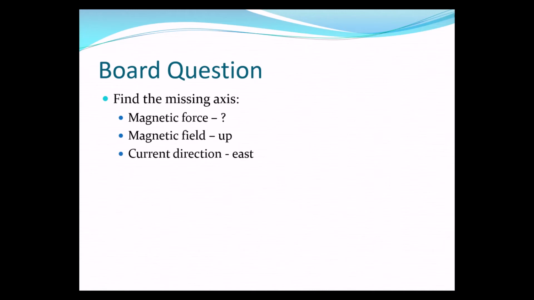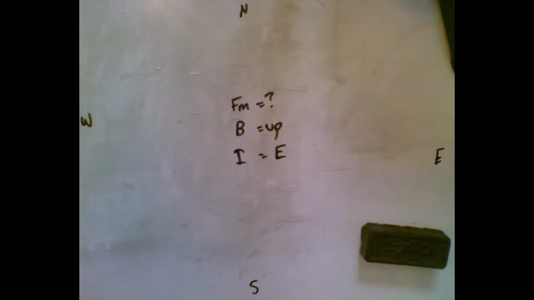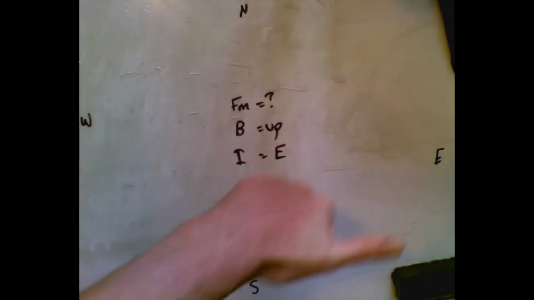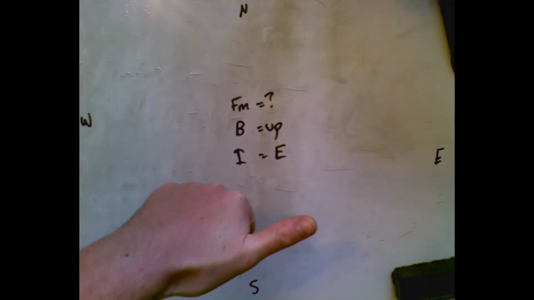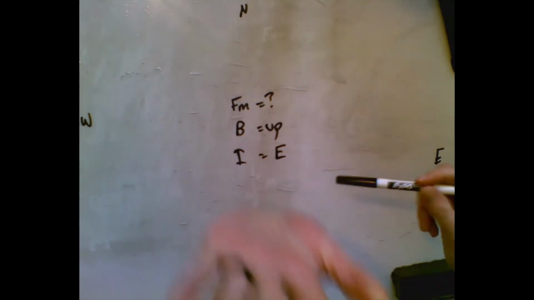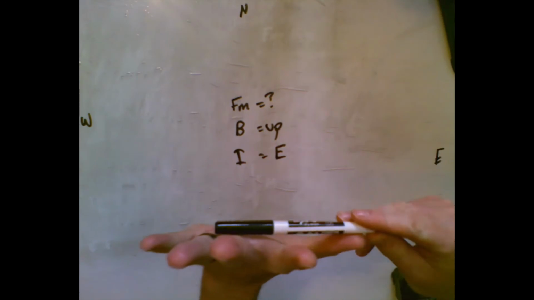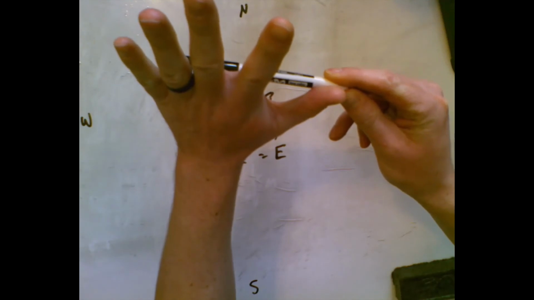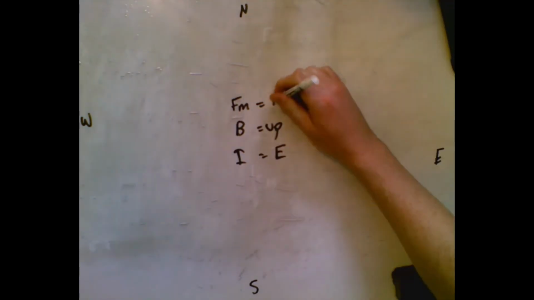Okay, so I'm going to switch to my camera so we can try this. So the magnetic force we don't know, the magnetic field is up, and current is east. First thing I'm going to do is make my current go to the east. So I'm going to point my thumb east, and my magnetic field, which is my fingers, is up, like that. And you can see that if this is my current carrying conductor with my current going to the east, then I'm going to push my current carrying conductor to the north. So the answer is north.